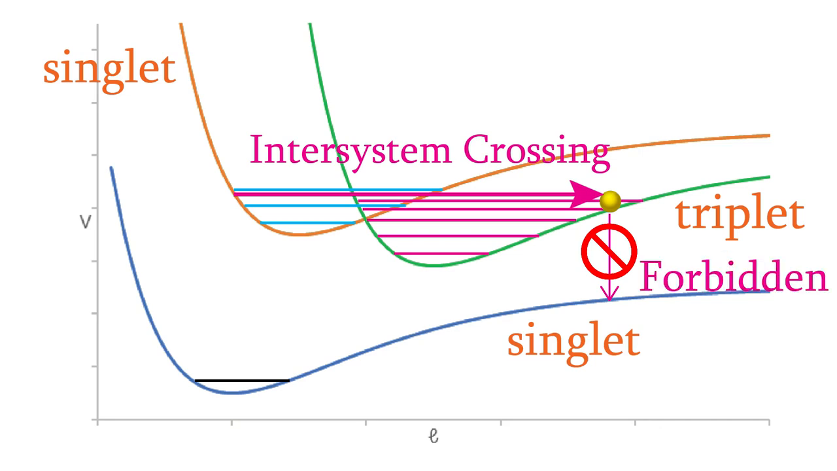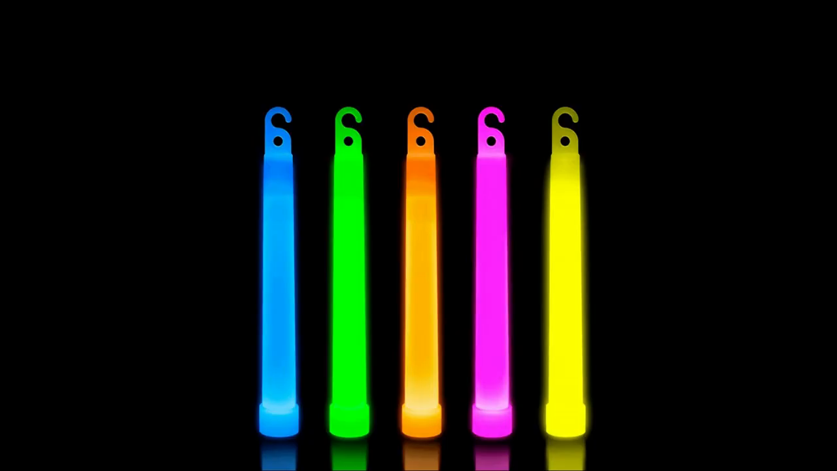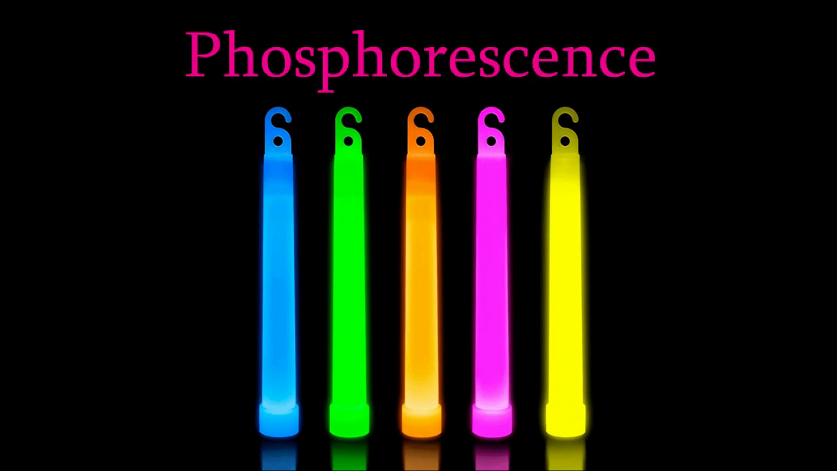However, that's really only an approximation. In reality, transitions between the triplet and singlet states are possible, just very unlikely. For that reason, the system is likely to stay in the triplet state for a pretty long time before it drops down to the singlet state. That's why a material that glows in the dark will keep glowing for minutes or hours. The excited state is a triplet, and for that reason the molecules can only emit light and return to the ground state very slowly. This is what's known as phosphorescence.